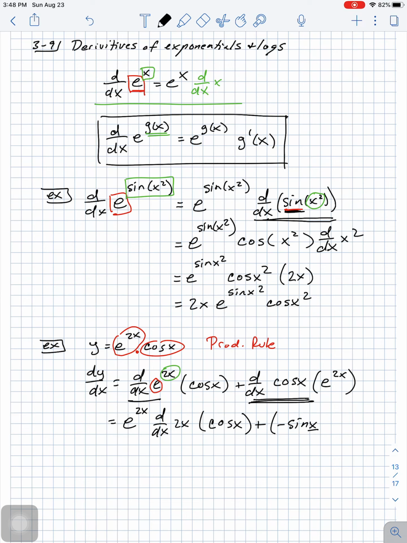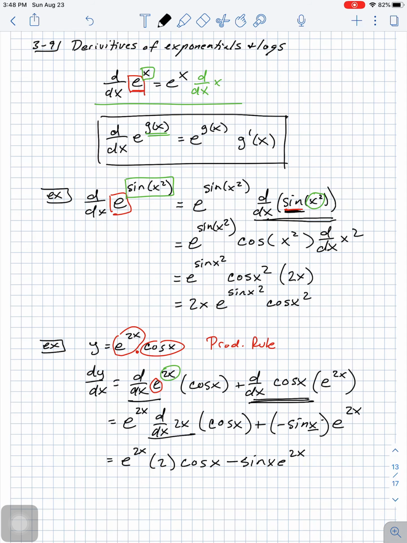times the derivative of the inside function, which is 1. And then e to the 2x comes along for the ride. So our final little cleanup here, the derivative of 2x is 2. And then minus sine x e to the 2x.